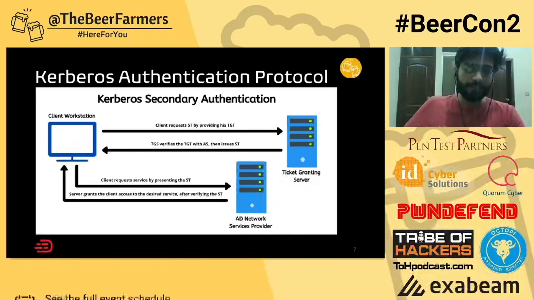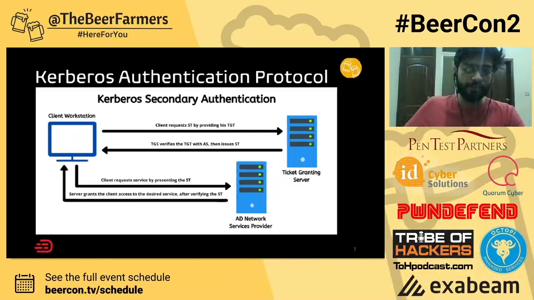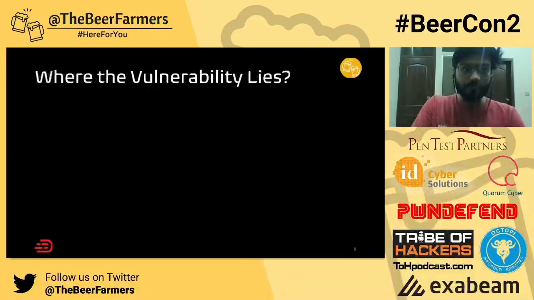The client application finally sends the service ticket to the AD network services provider, which is basically a domain controller. And after verification of this service ticket, the user gets authorized access to their desired service. All right, so this is how Kerberos authentication works. So now, what makes it possible to abuse Kerberos?